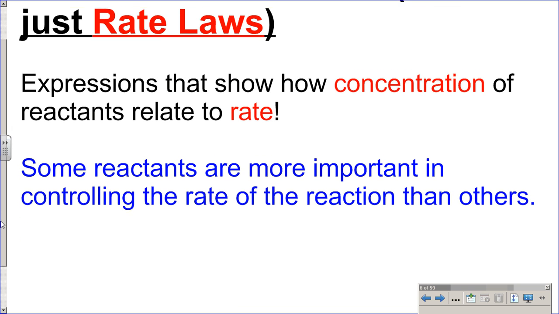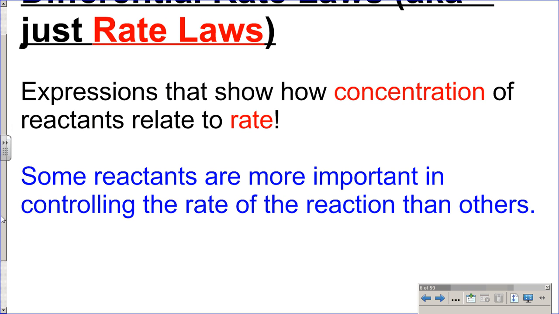And we're going to talk today about how some reactants in a reaction control the rate more, so they're more important. They're more important in determining the rate because they act differently, or they're more complex, or they have to orient themselves in a different way. So there are some things that are more important in controlling rate than others. That's why we focus on them, or we say they're first, second, or zero order. So we're going to talk about that. Okay, cool.